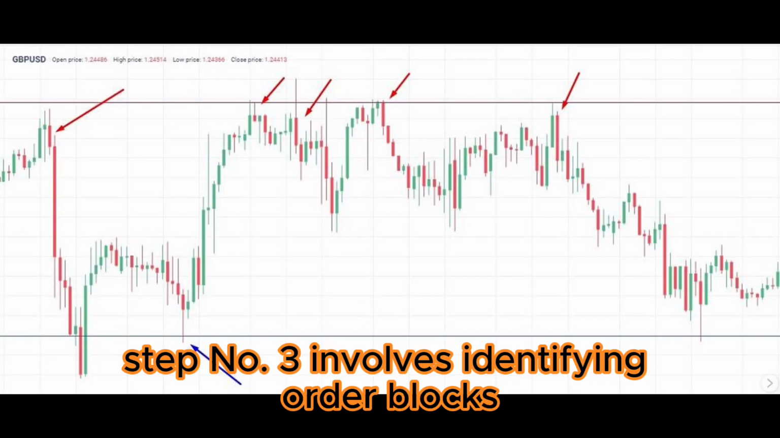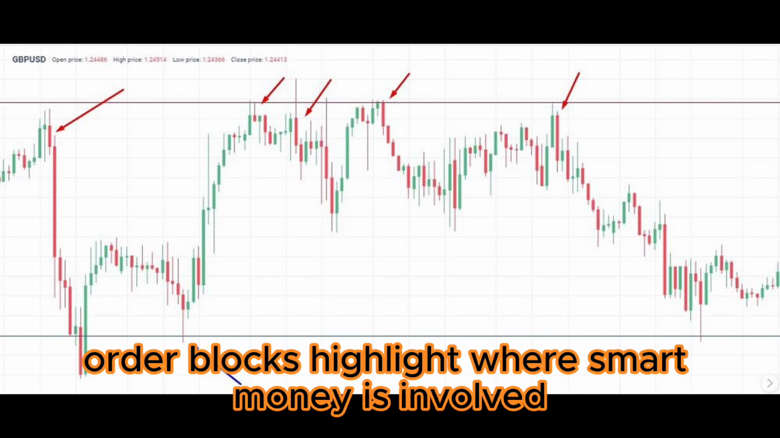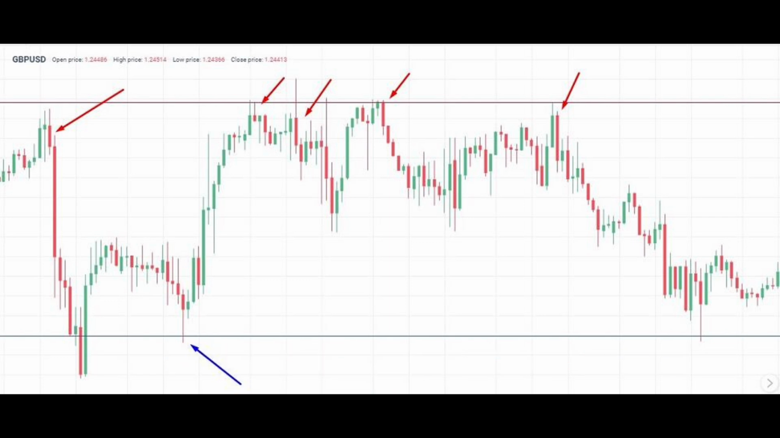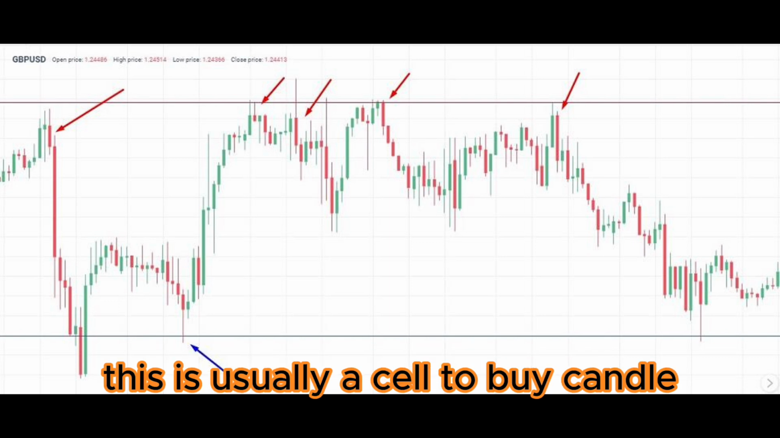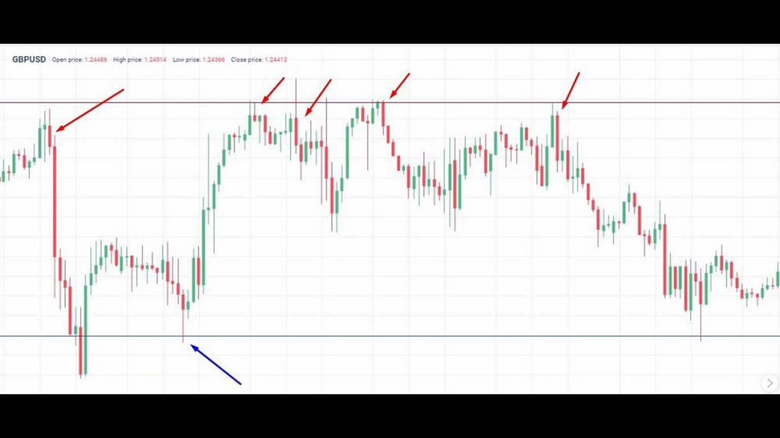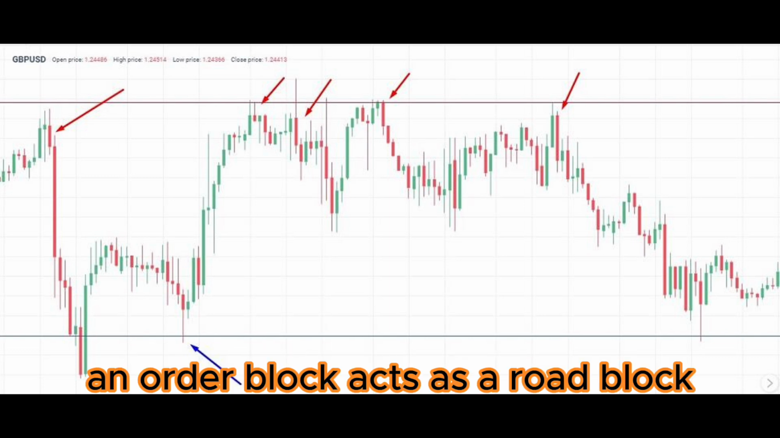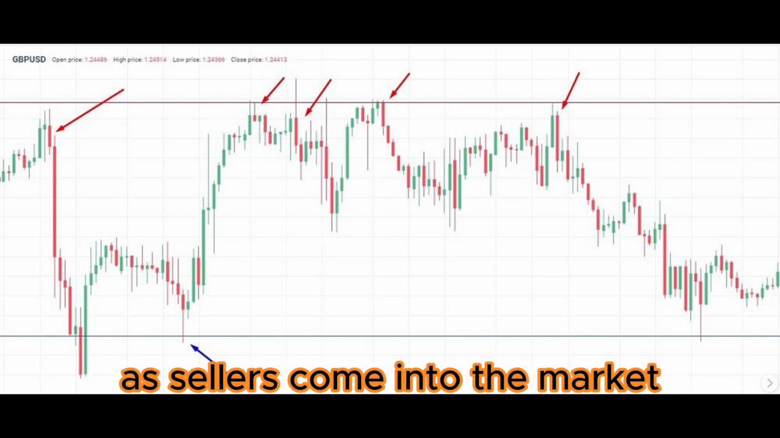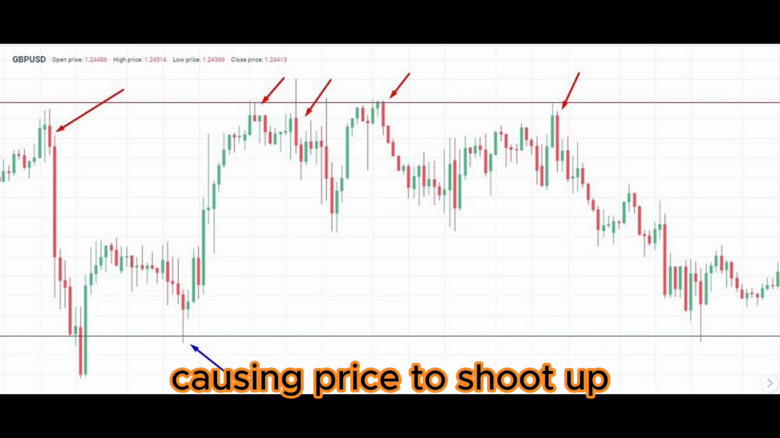Step number 3 involves identifying order blocks or key areas of supply and demand. Order blocks highlight where smart money is involved. We use the same framework: directional bias, bullish, liquidity points, and identifying an order block. This is usually a sell to buy candle that led to the break of structure, positioned below the liquidity area. This is our order block, where we expect significant orders. An order block acts as a roadblock as sellers come into the market. They meet demand and fail to push through, causing price to shoot up.